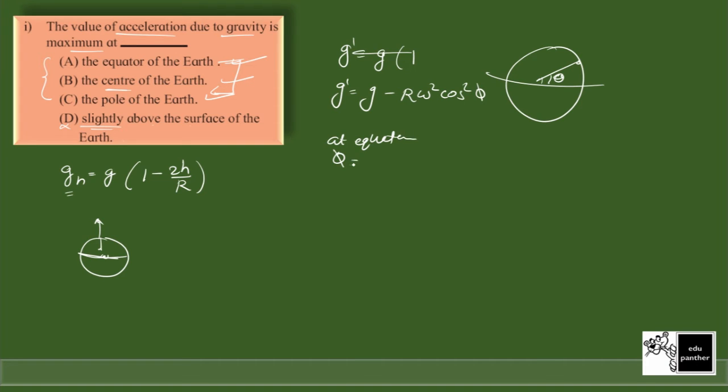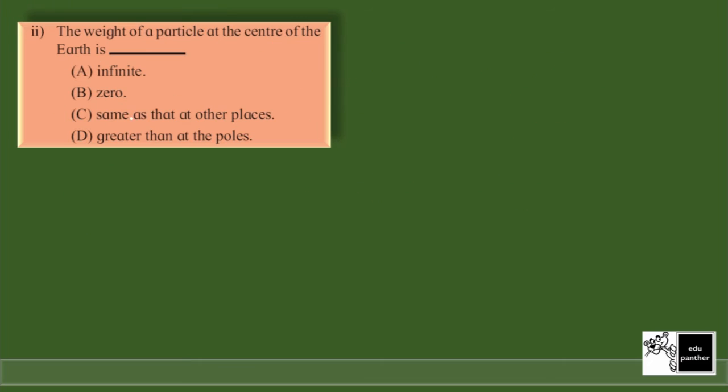You have phi as 0, so your g' will be what? Cos 0 is 1, so g' will be g minus r omega square. And at the pole, theta, that is phi, is what? 90 degrees. So g' is g cos 90 is 0, so g' is exactly equal to g. So we can say that at the pole we will get the maximum value of g. So the answer will be what? C.